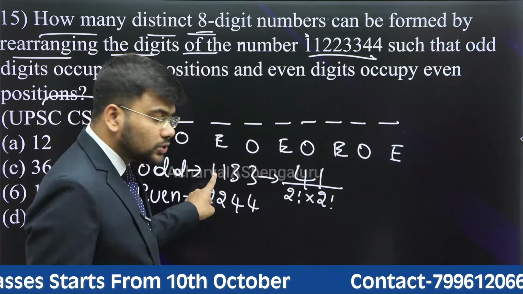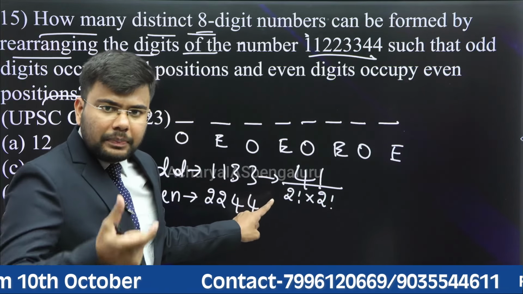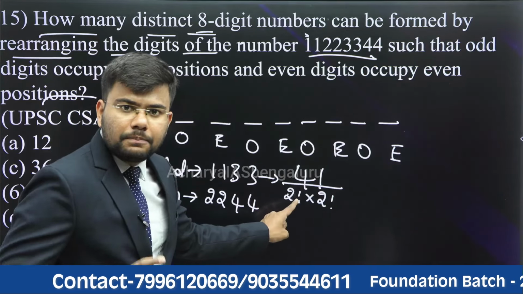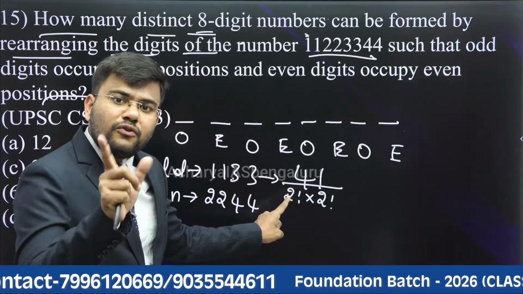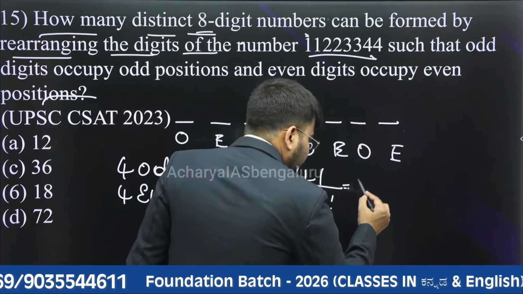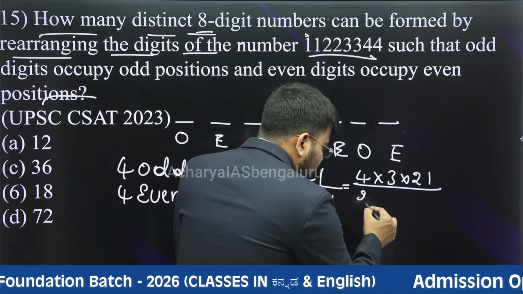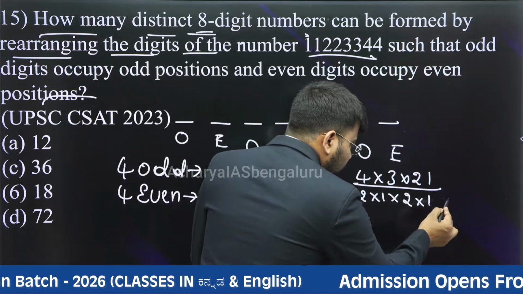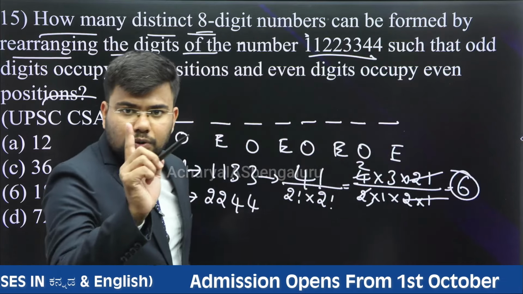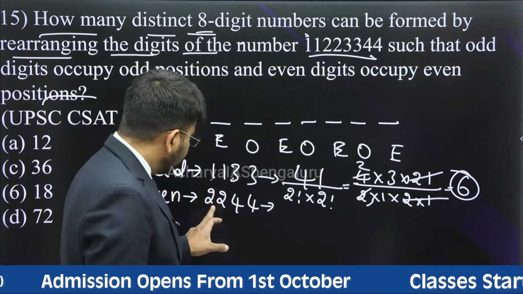Why, sir? Because 1 is repeated for 2 times. In the second type, where the data will be repeated, the digits or the letters or the alphabets which are repeated, you divide by the number of times it is repeated, factorial. Since it is repeated for 2 times, you will divide it by 2 factorial. Hence 4 factorial can be written as 4 into 3 into 2 into 1 divided by 2 factorial, 2 into 1, into 2 into 1. The 2s cancel, and that will be 6.